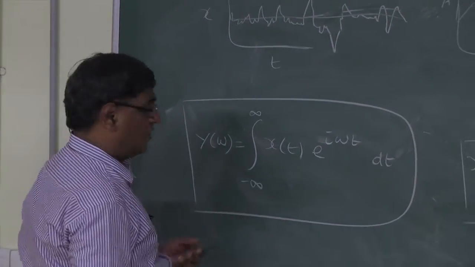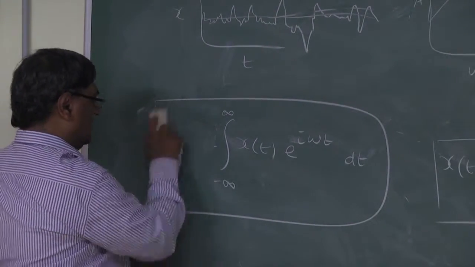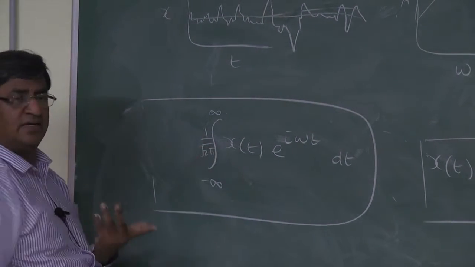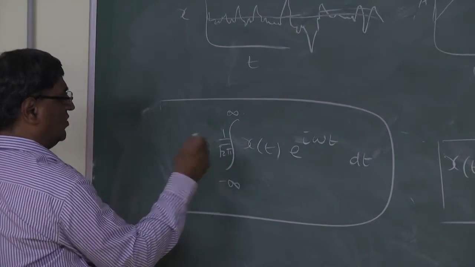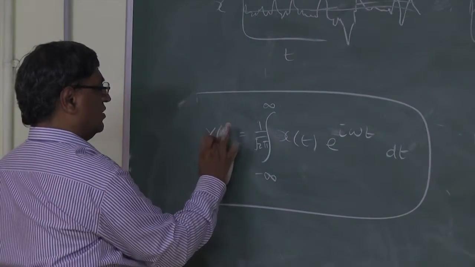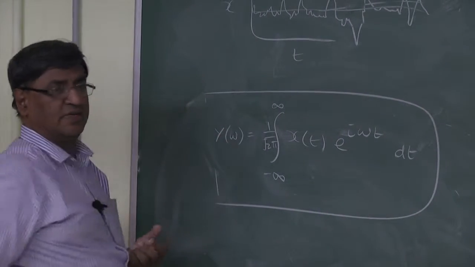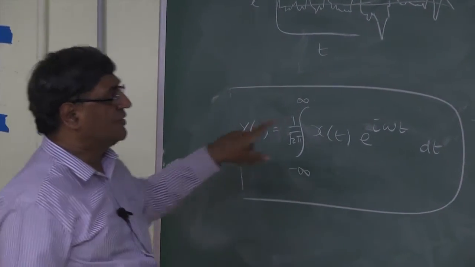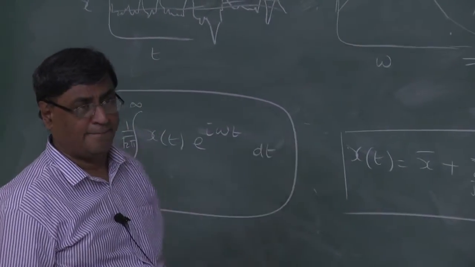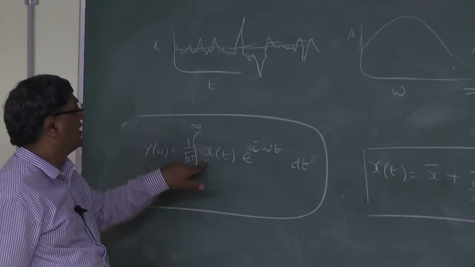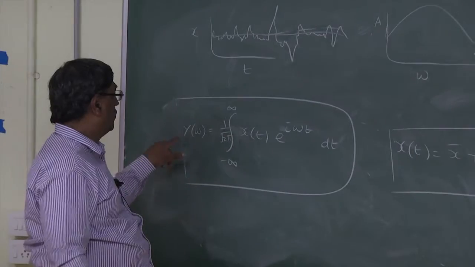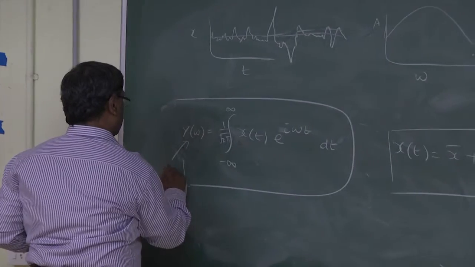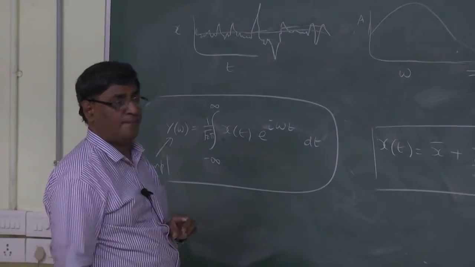Of course, some people also put 1 by root 2 pi, etc., as a scaling factor, but anyway, that may or may not be there, it doesn't matter. Even if you leave it out, it will only change the value a little bit. So this y of omega represents the amplitude at the frequency omega, right? So instead of representing x as a function of t, you can represent y as a function of omega, where y is the amplitude for the frequency omega, right?